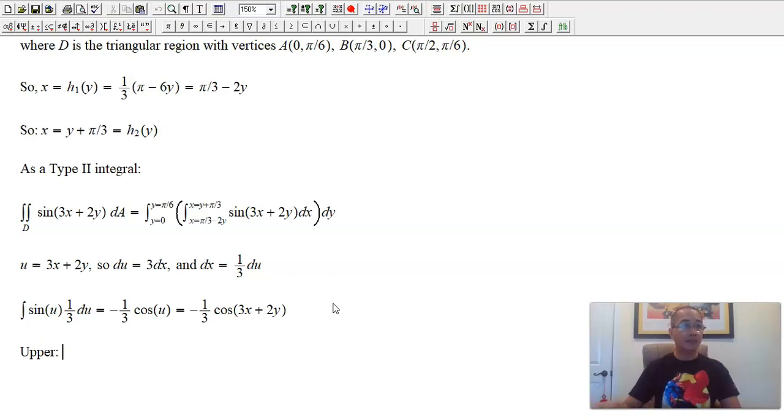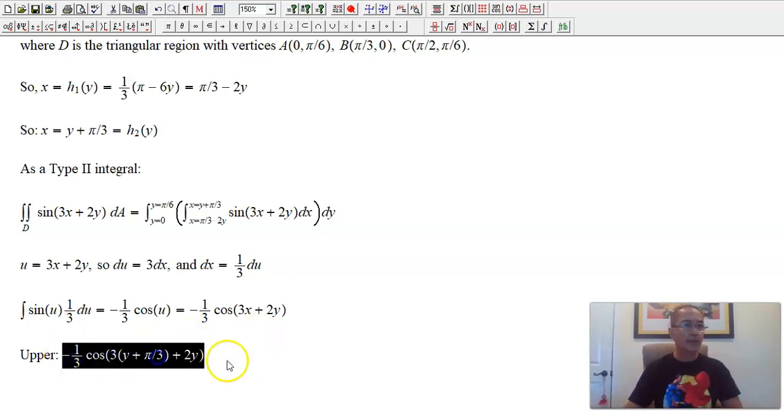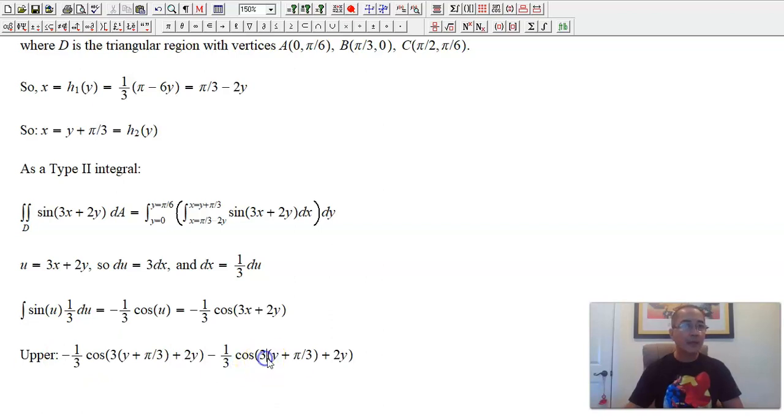Now we will need to plug in our upper and lower limits. On the upper, we are going to get negative 1/3 cosine. This is our x, so it is the function y plus pi over 3. So we replace: we are going to get 3y plus pi. Distribute correctly, and simplify: 3y plus 2y is 5y.